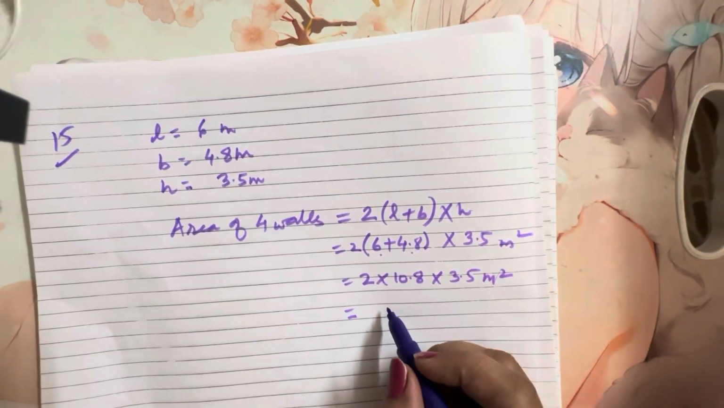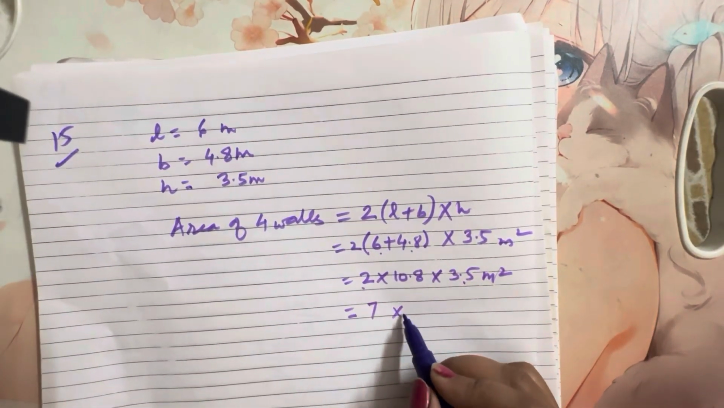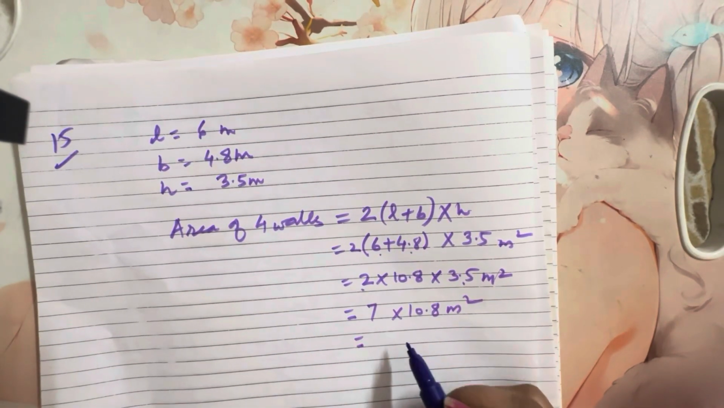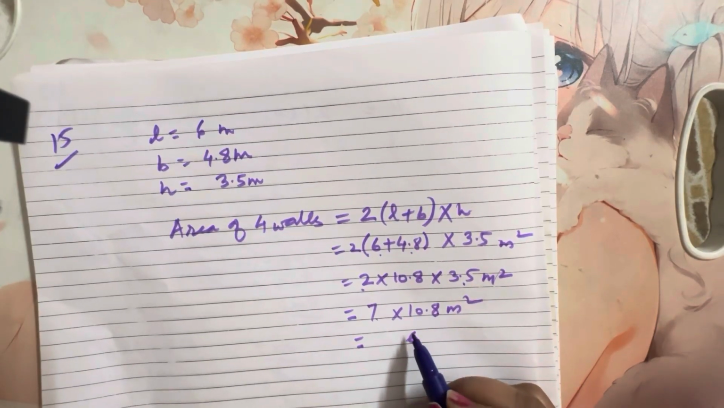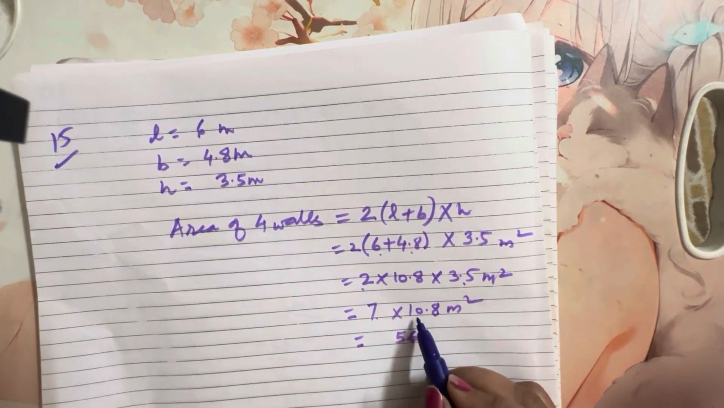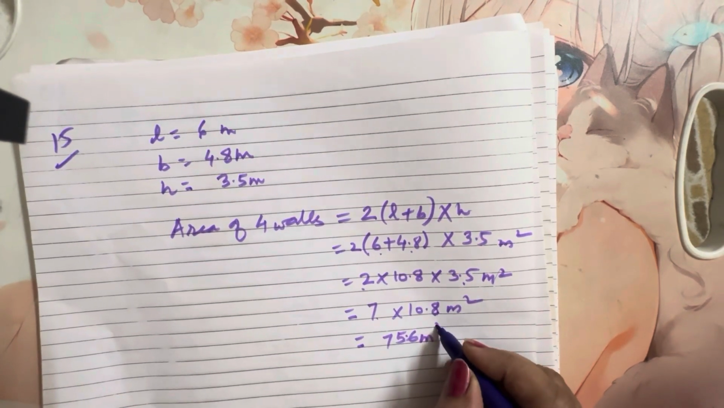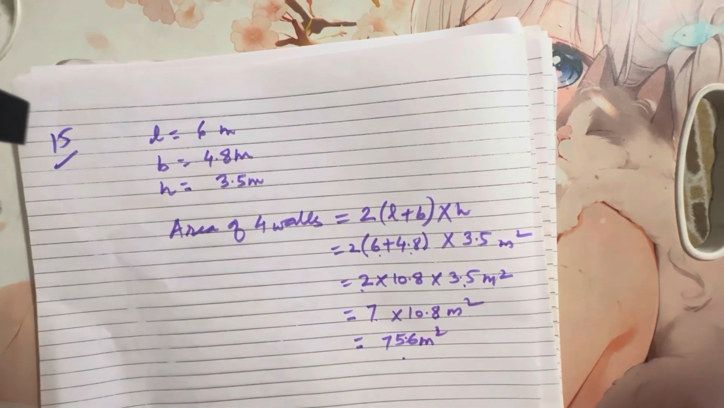Now multiply them. 2 into 3.5 is 7, into 10.8 meters square. Now when we multiply this, 7 8s are 56, 5 as it is, and 7, and the decimal point will come after one digit. So the answer is 75.6 meters square.